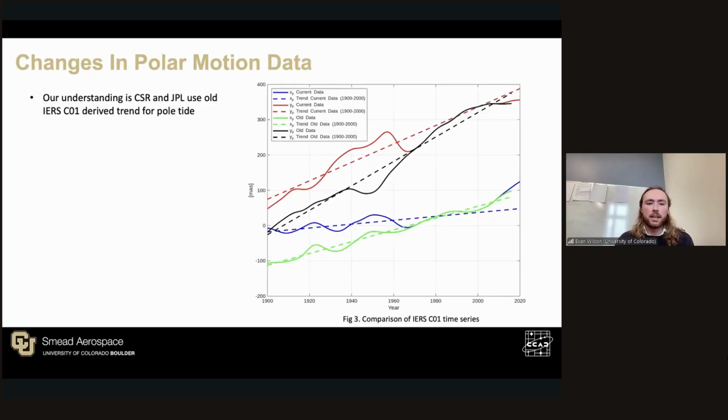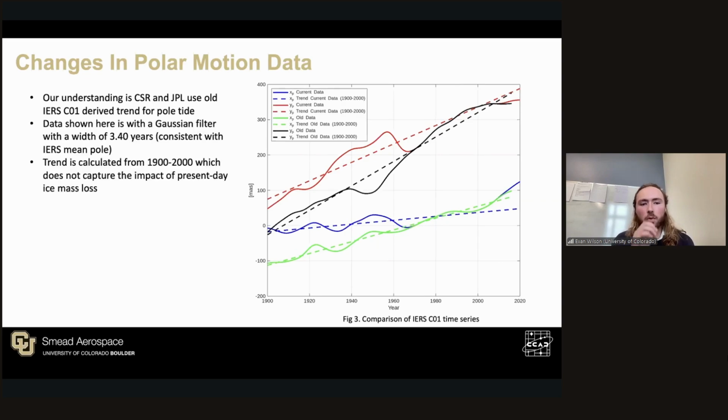It is our understanding that the CSR and JPL centers use the old IERS time series, which was changed around 2018, and they updated the pre-1972 astrometry solutions. The data shown here is the different IERS C01 products with 3.40 year Gaussian smoothing, and then the linear trend values calculated from the 1900 to 2000 period, which removes the present day ice mass loss, which we don't want to have contaminating our GIA linear trend.